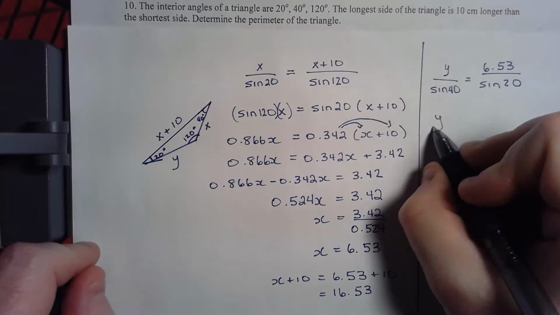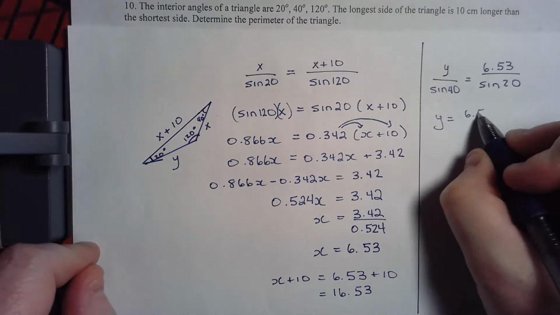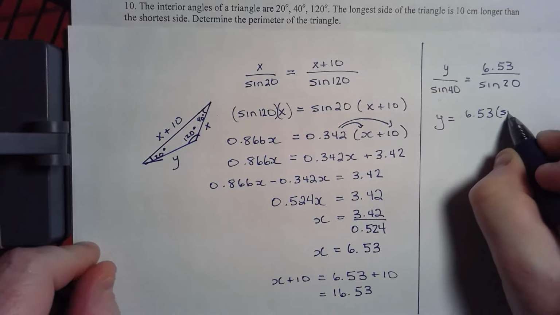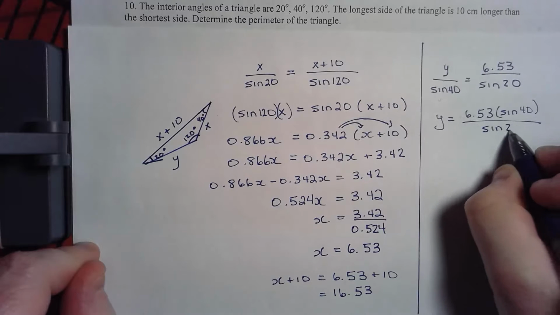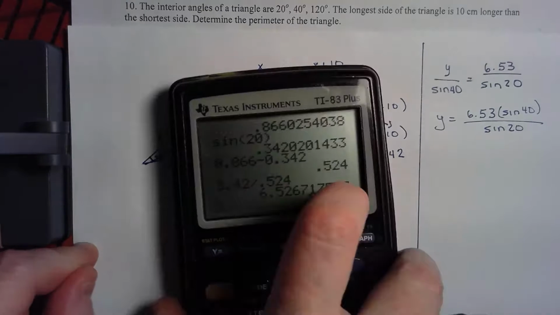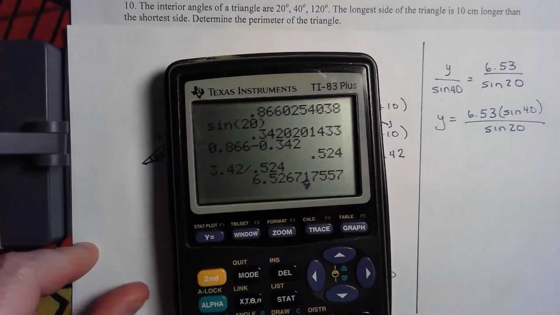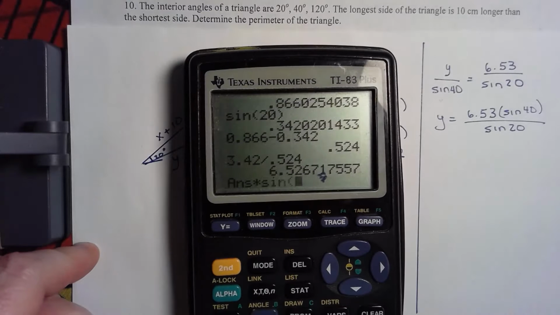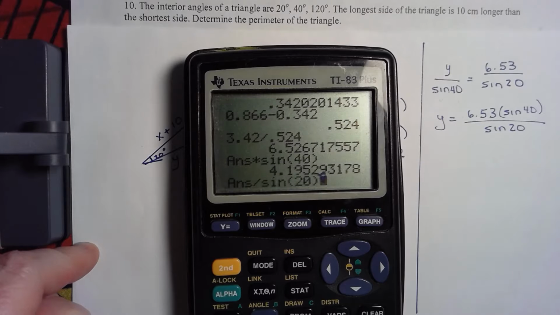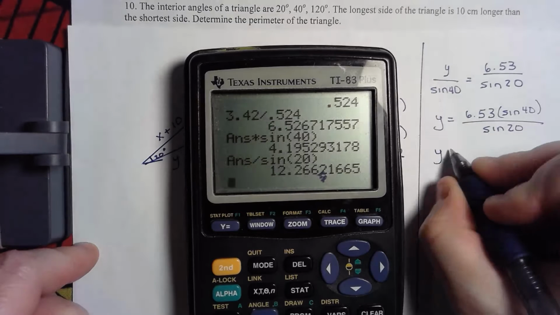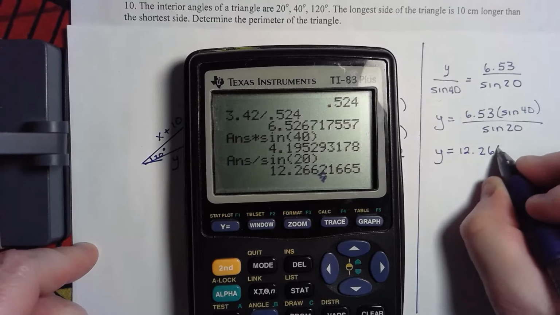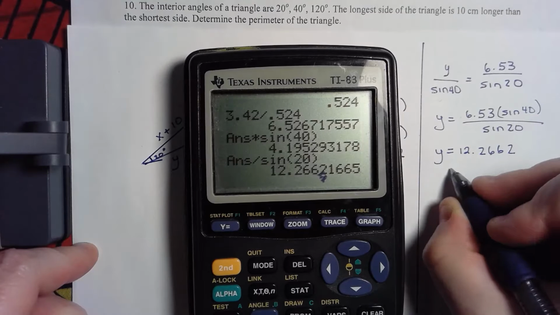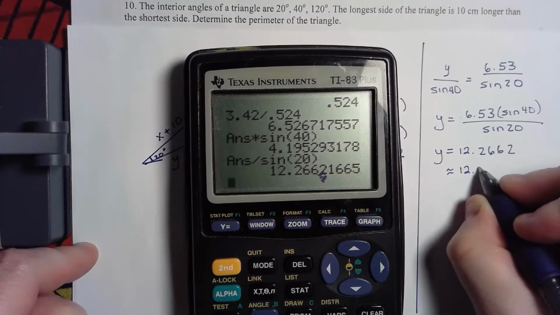So again, I'm solving for y, so I'm bringing the sine 40 to the other side. It becomes a multiplication. Divide by the sine of 20. So in my calculator, I still have the 6.53 there. I'm going to multiply that by the sine of 40, and then I'm going to divide that by the sine of 20, and I end up with y equals 12.2662, or approximately 12.27.